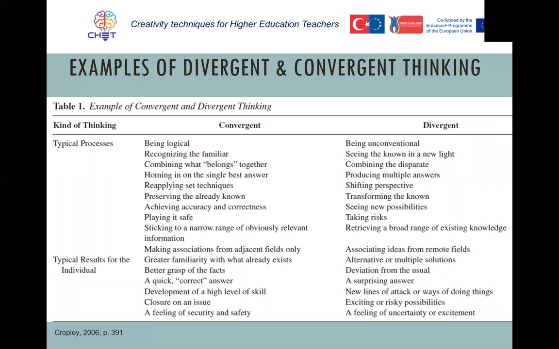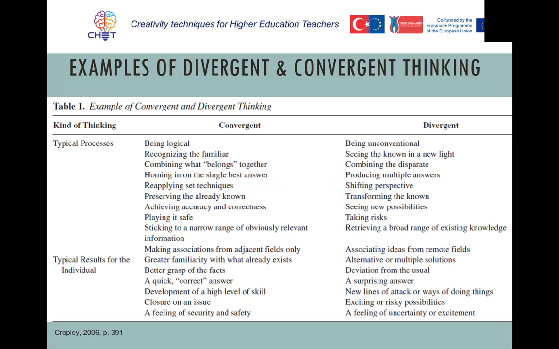Here are some examples of convergent and divergent thinking. So typical processes. If you have convergent thinking, then typical processes relate to recognizing things that are similar, combining things that belong together, preserving what you already know, playing it safe, making associations from fields that are close to what you're discussing, right? And then you will result, as an individual, with a greater familiarity of what already exists. You will be able to give a correct answer. You have in-depth knowledge, a high level of skill, and a feeling of security and safety.